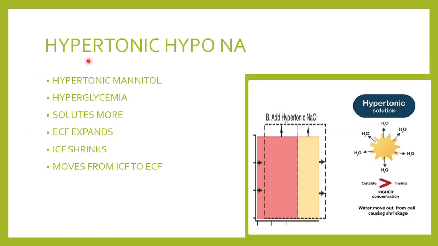What happens in hypertonic hyponatremia? Suppose you have added a hypertonic solution, hypertonic mannitol, so the extracellular fluid will be more. In hypertonic solutions, the concentration of solute is also more. So the ECF is definitely going to expand. Because the concentration of solute is more outside, the ICF is going to shrink. The fluid will shift from ICF to ECF. So the shrinkage of the cells occurs here.